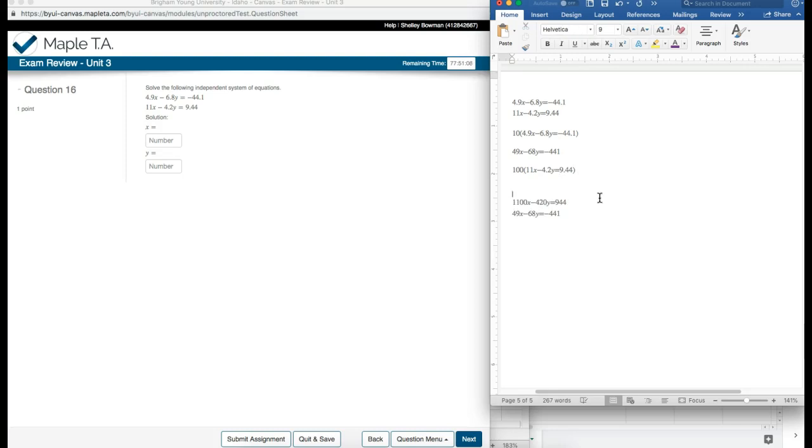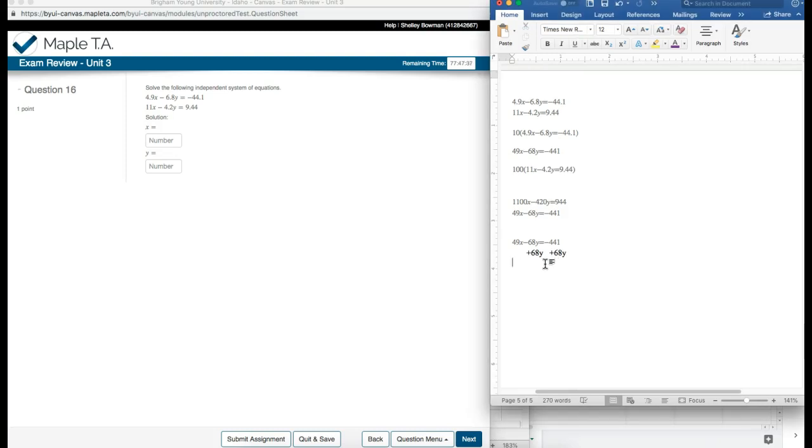Doing substitution, we just get to pick one of these and solve for x or y. Since this one's here, I'm going to go ahead and solve this one for x. To do that, we're going to add 68y to both sides. On the left-hand side, negative 68y plus 68y is 0, so I'm left with 49x.